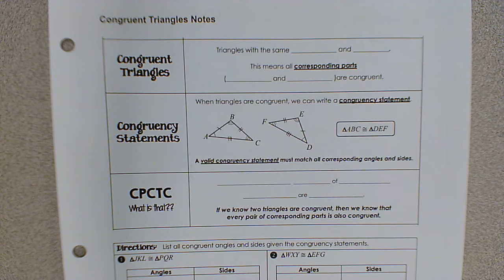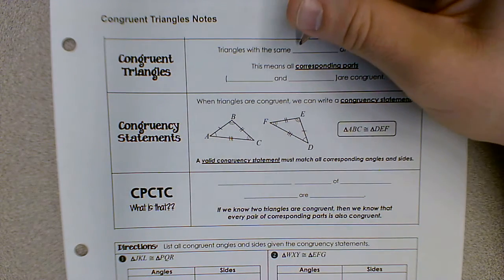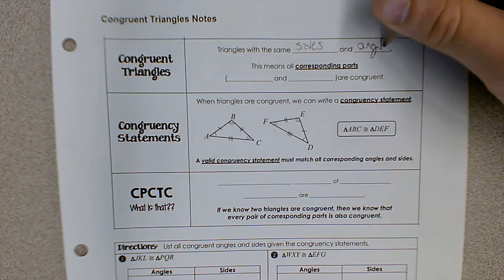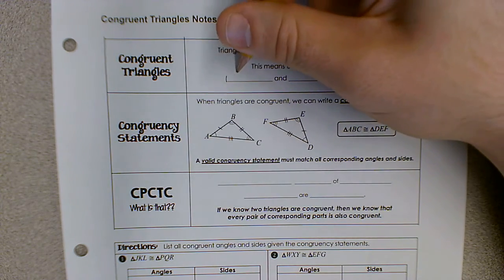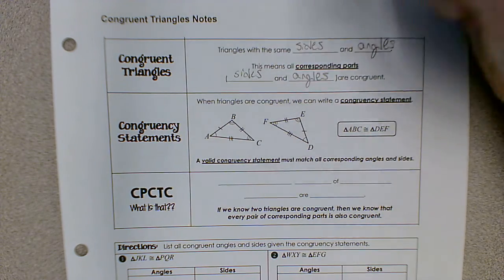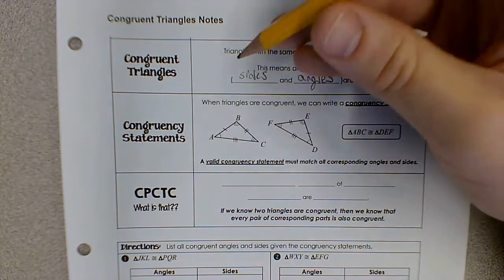So, congruent triangles. Congruent triangles are triangles with the same sides and angles. This also means that all corresponding parts, all corresponding sides and angles, are congruent. And we can see this in the second section.